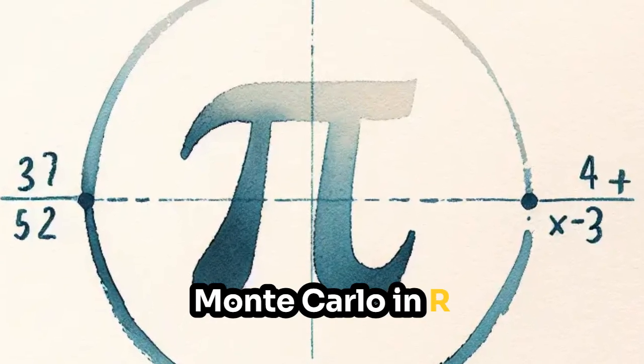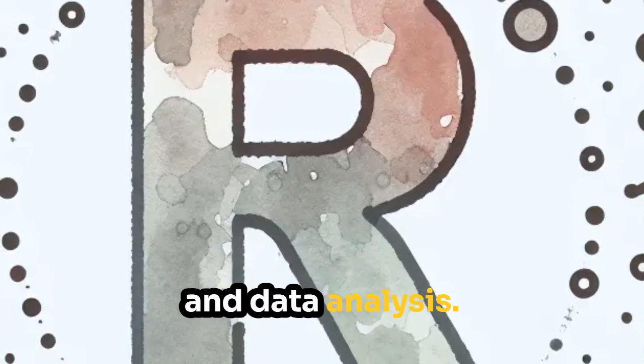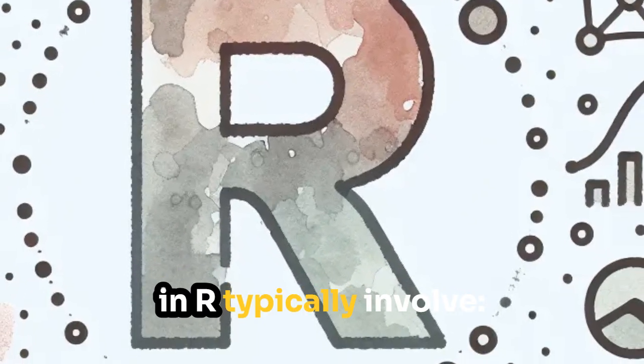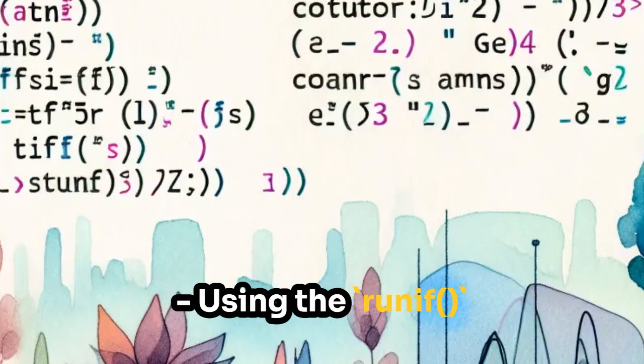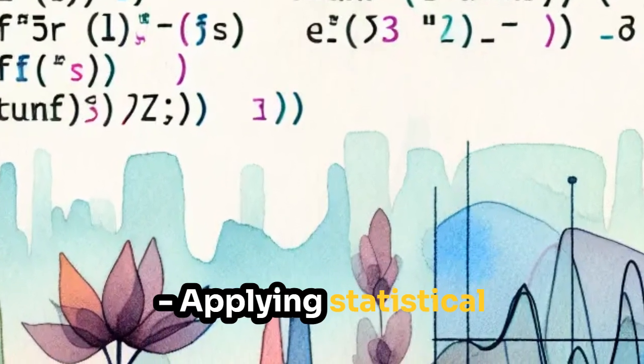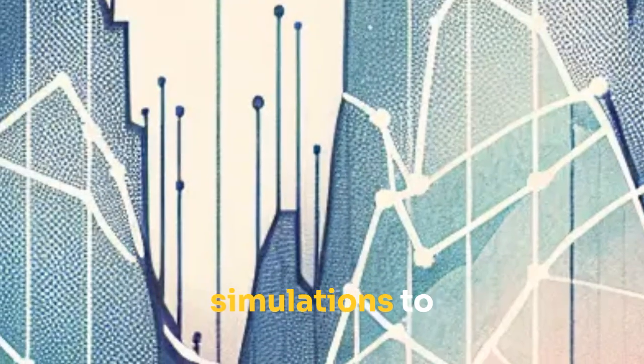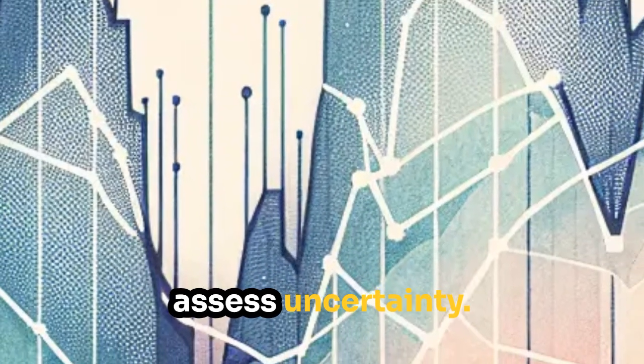Monte Carlo in R. R is widely used for statistical modeling and data analysis. Monte Carlo simulations in R typically involve using the runif function to generate random samples, applying statistical models with dplyr and ggplot2, running multiple simulations to assess uncertainty.